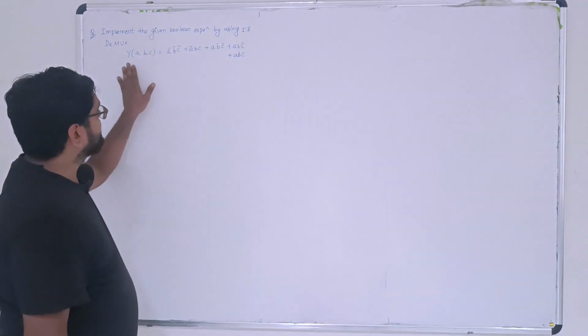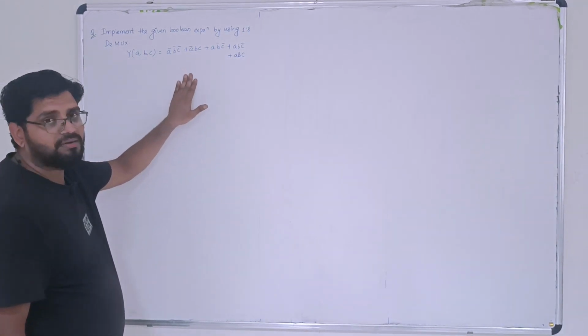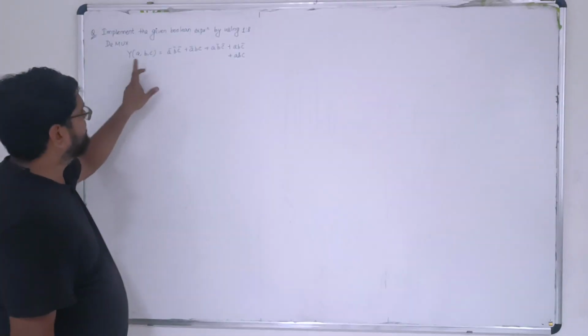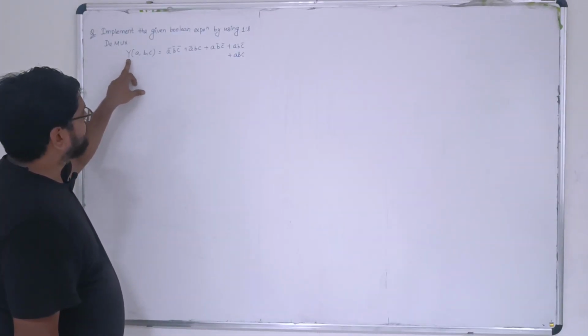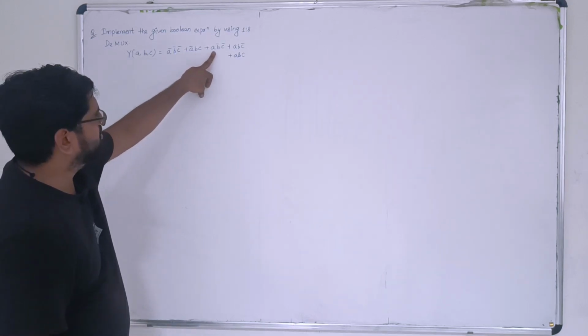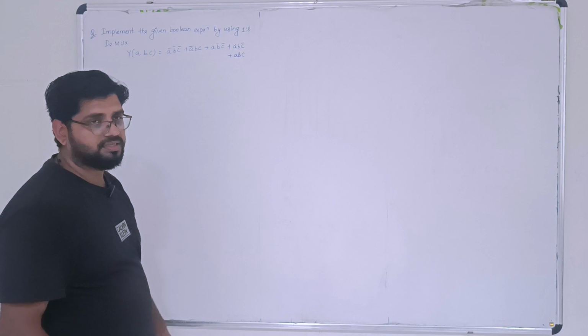So I'm just taking an example, and with the help of this example I'll be telling you how to implement it. So the question is, implement the given Boolean expression by using 1:8 demultiplexer, where I have shown that Y is a function of ABC equals A bar B bar C bar plus A bar BC plus A B bar C bar plus ABC bar plus ABC.